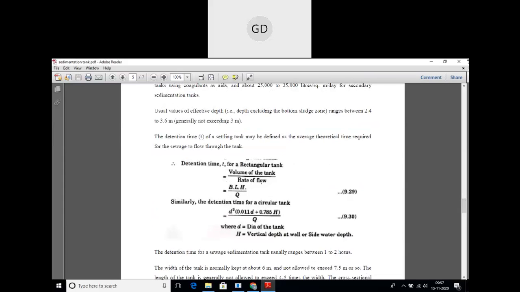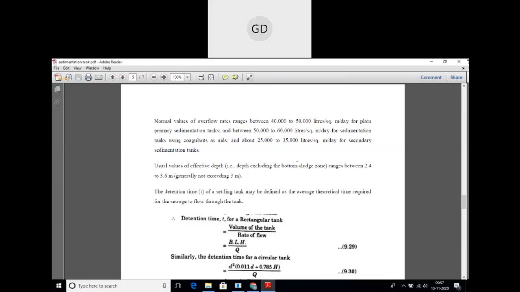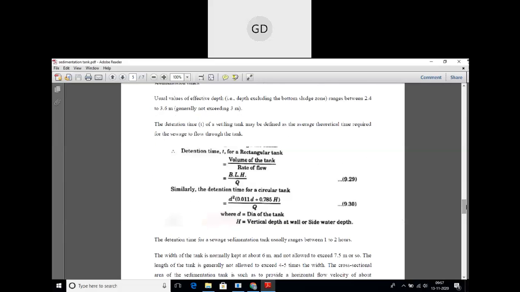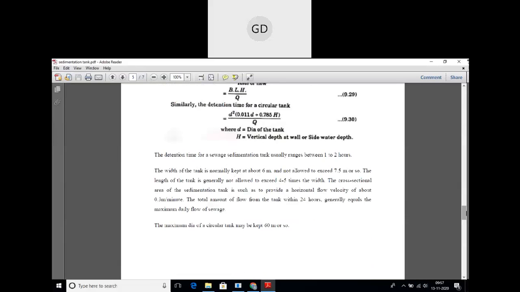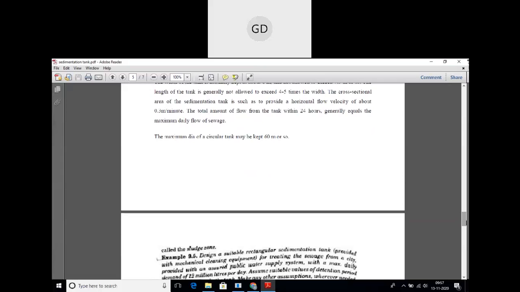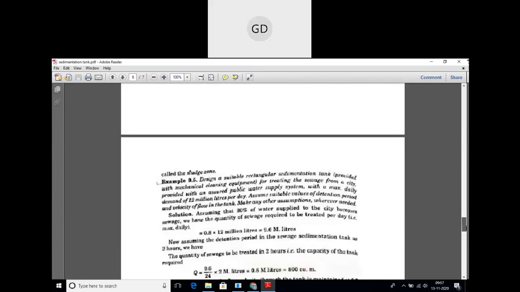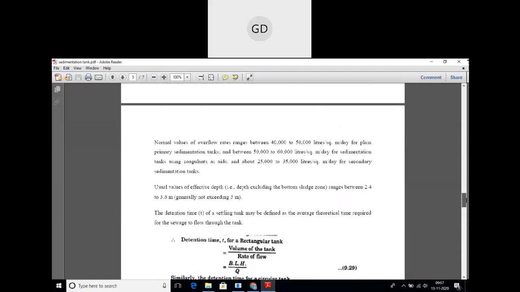Then again, the detention time formula is also there for the rectangular tank and for the circular tank. The detention time formulas for both are different. Then again, the effective depth is also given: 2.4 to 3.6. The overflow rates are between 40 to 50,000. So everything is written here: how to design, and what things will be needed. You need to go through this before solving your numerical problem. But now let me continue with the numerical problem. Later you can go through all this.